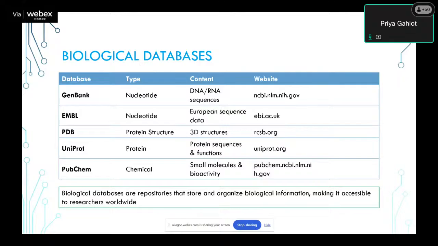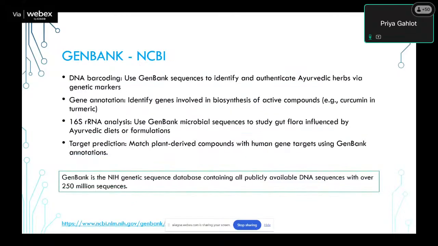So these are basically the repositories which store the biological information or the data which is available to us, to which we can get access. These are freely available databases, so we can access them for our research purposes. There is one database, as we discussed, that is GenBank. So we can do DNA barcoding using GenBank.